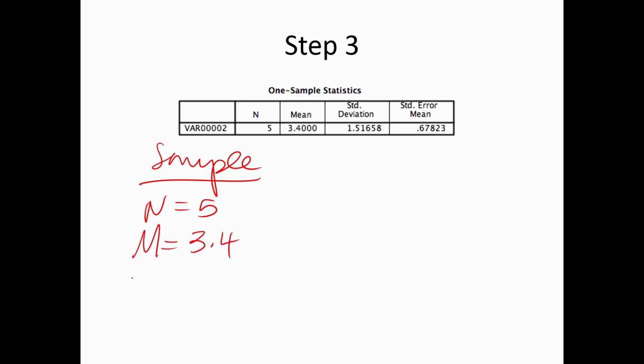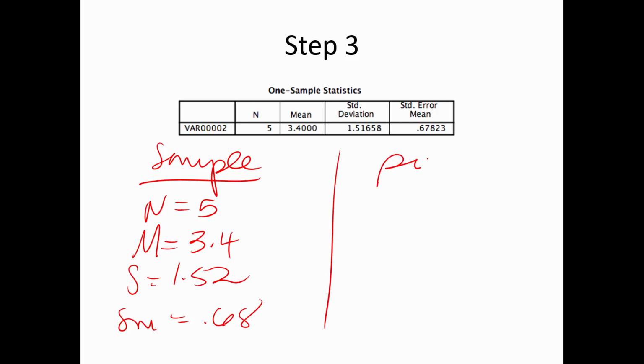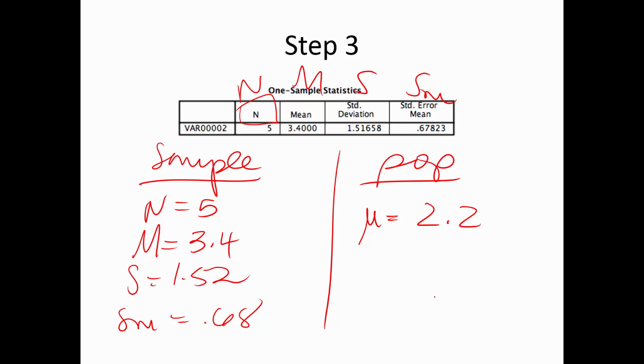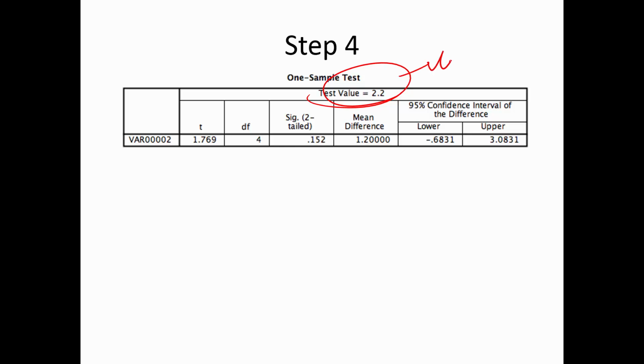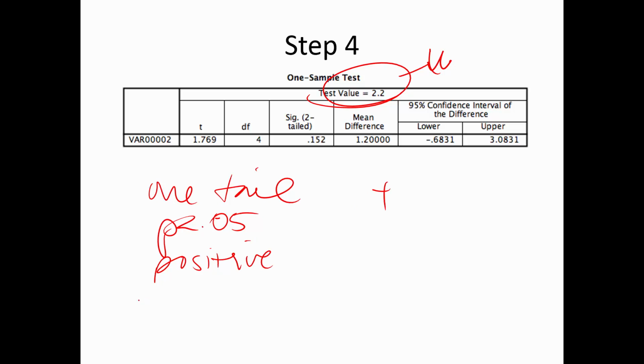From SPSS, I have my sample statistics, where N is 5, the sample mean is 3.4, S is 1.52, and SM is 0.68. And my population numbers, where I know mu is 2.2. And so N, M, S, SM. And the next value, again, you want to make sure that this here is mu, or you have gotten the wrong numbers. But really here, I'm doing a one-tail p less than 0.05 test, and it's positive. It's a greater than test, so I know it needs to be positive over here. And we're going degrees of freedom, which is n minus 1, which is 4 in this example, which matches here.